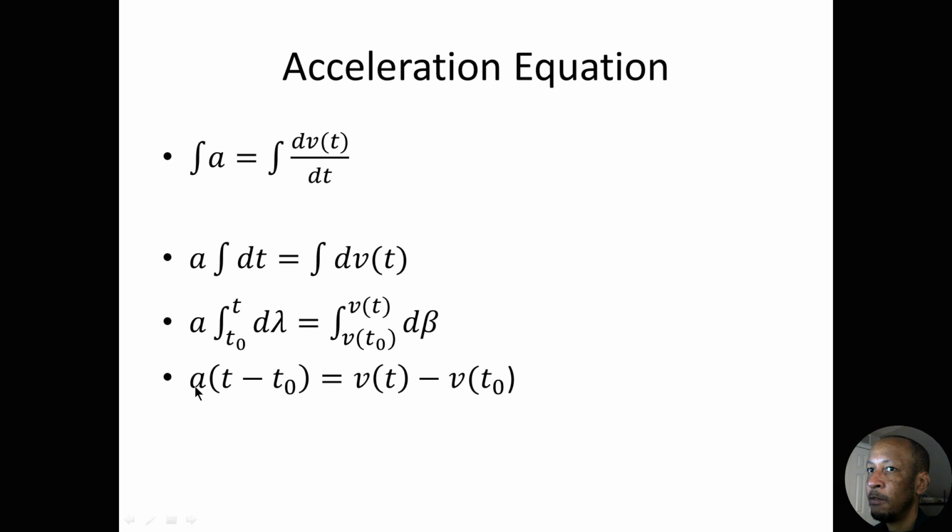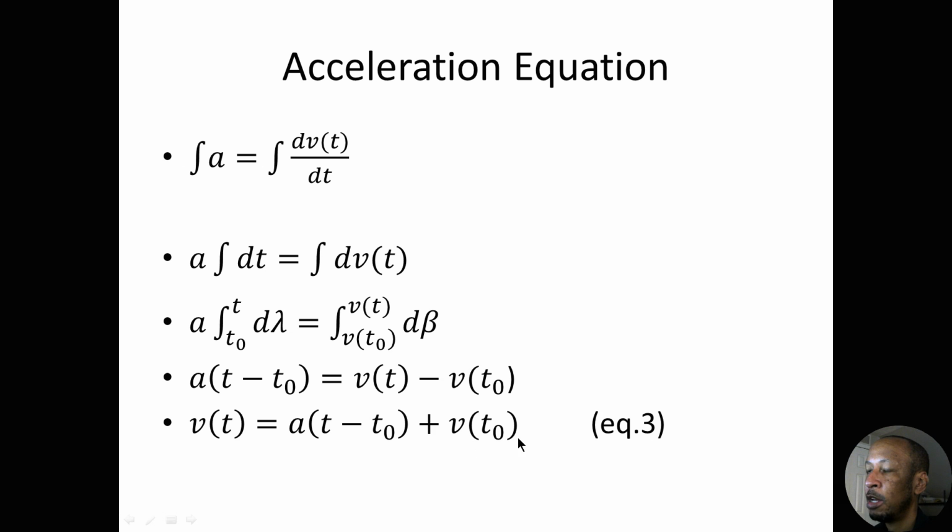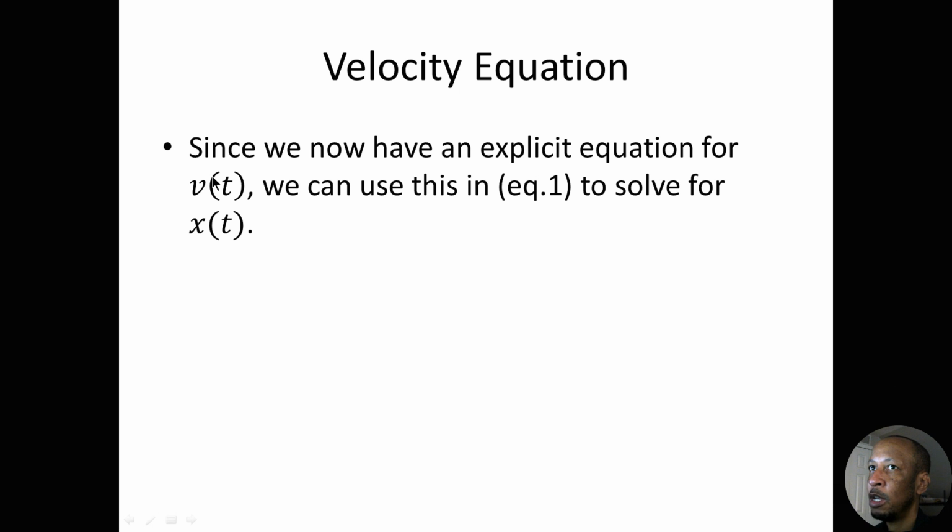And so I have a times t minus t sub 0 equals v of t minus v of t sub 0, and then finally I have v of t equals a times t minus t sub 0 plus v of t sub 0. That's equation 3. Okay, so the velocity equation.